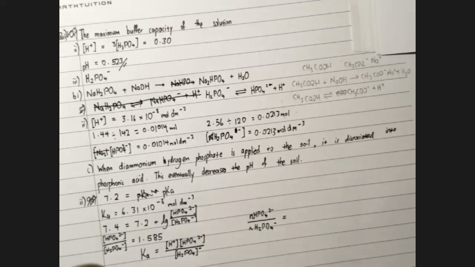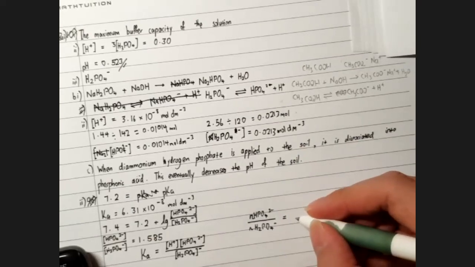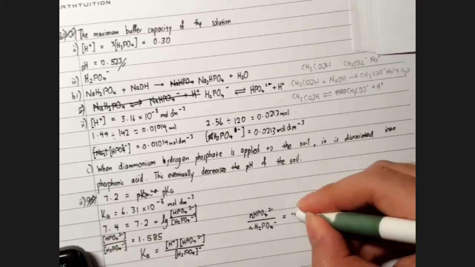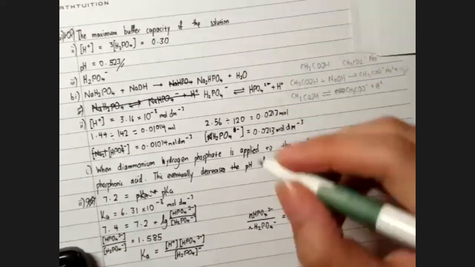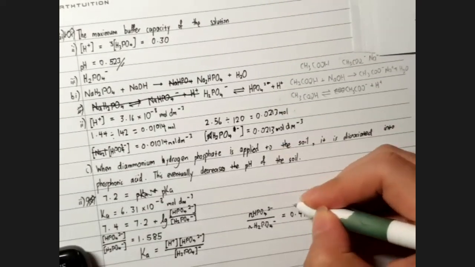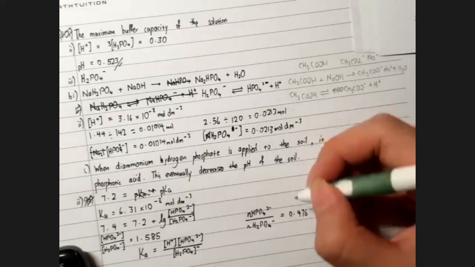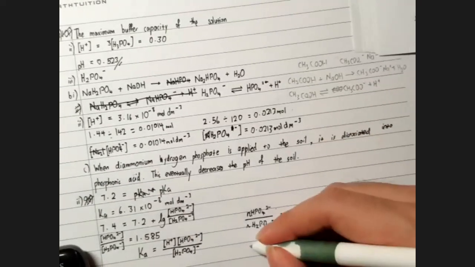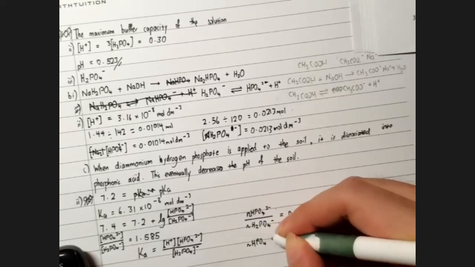Give me a sec. I need to do this myself. 0.476. Yeah, that's the original ratio. So this one minus X, this one plus X, that one plus X. Yeah, correct, in order to get to the one that you're supposed to have, right?